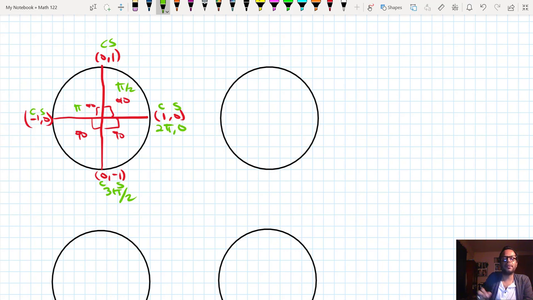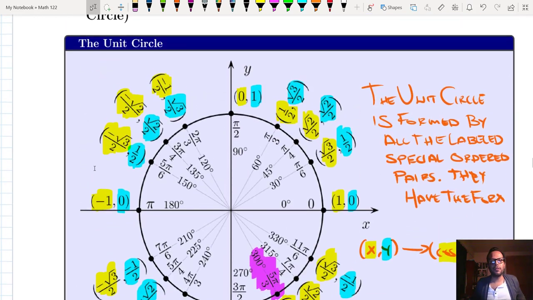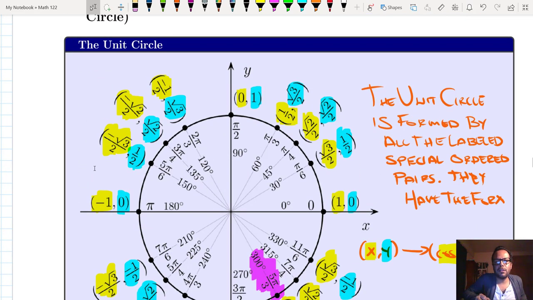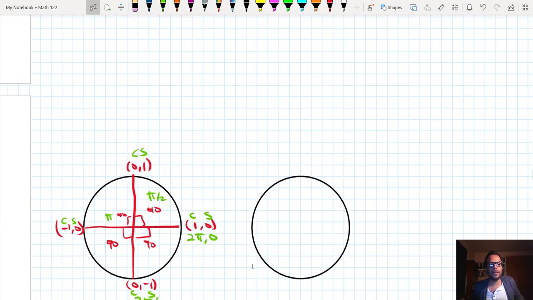Or 0. Okay, let me go back to the table to confirm that cosine of 90 degrees is 0 and sine is 1. Okay, this is cosine and sine. Cosine is 0 and sine is 1. What about, let's look at the other ones. What about the other pizza?